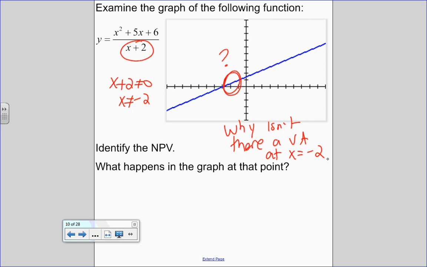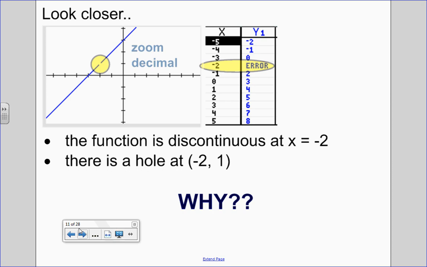So what I did is I put this in my calculator and I really zoomed in to see what's happening at -2. And when I did that, I can see that there is an actual break in the graph. It is discontinuous. What I mean by that is to draw this graph, I would come up to this point here. I would have to lift my pencil off and continue going on because there's a break in the graph. So there is a hole in the graph, and you can even see in the table of values, there's an error in the graph when x equals -2.